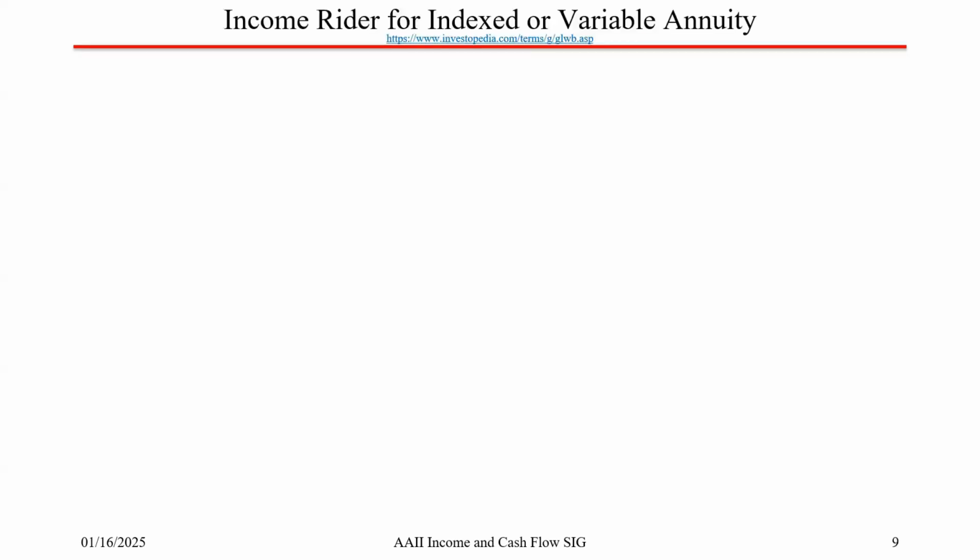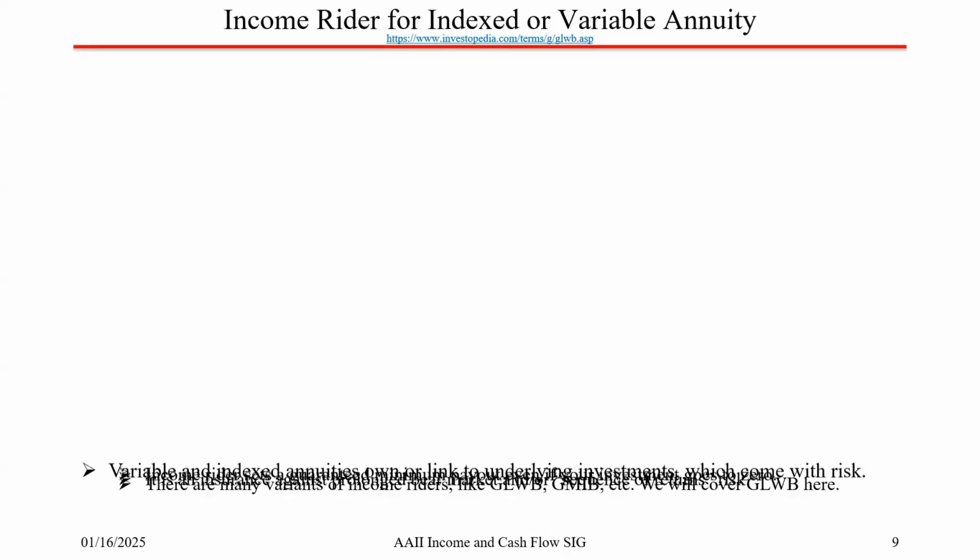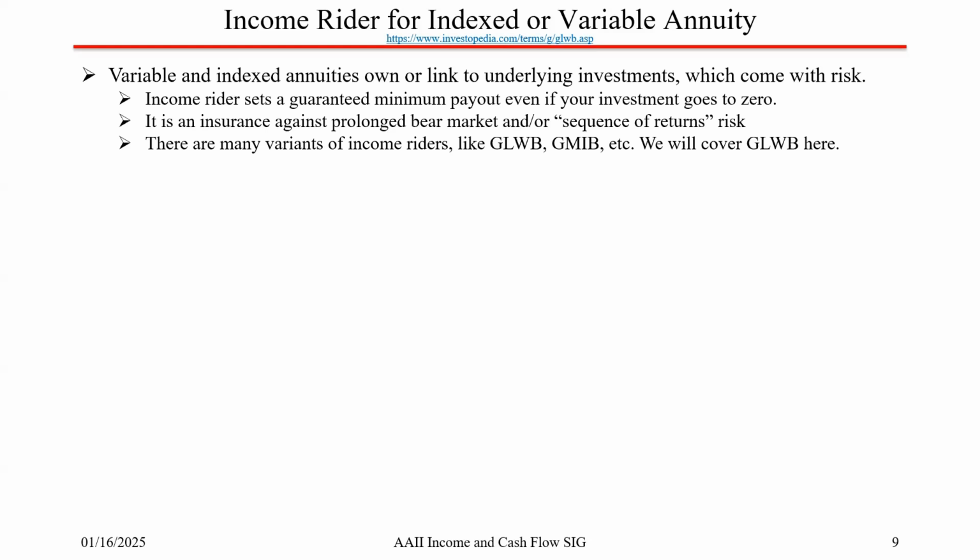So, income rider for indexed or variable annuity. Why is it only for indexed and variable? Because variable and indexed annuities are linked to underlying investments, whose value goes up and down. That is the risk. So the income rider sets a guaranteed minimum payout, even if your investment goes to 0. So this is like insurance on top of insurance.